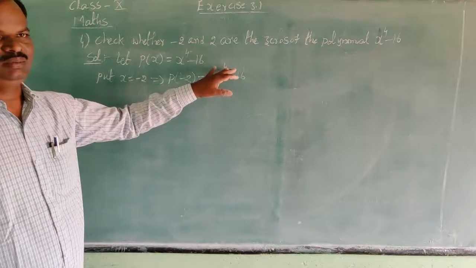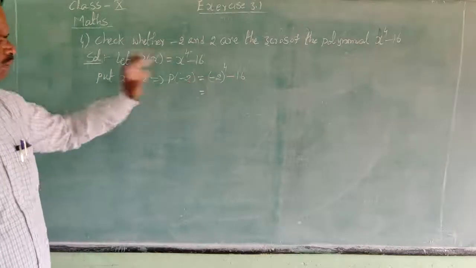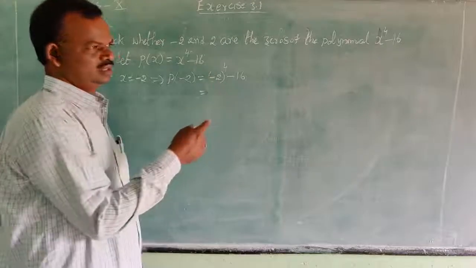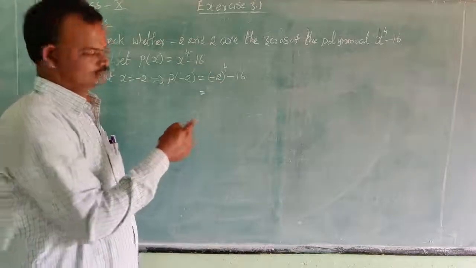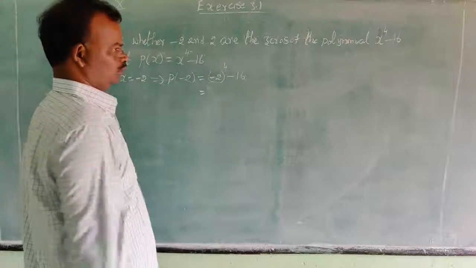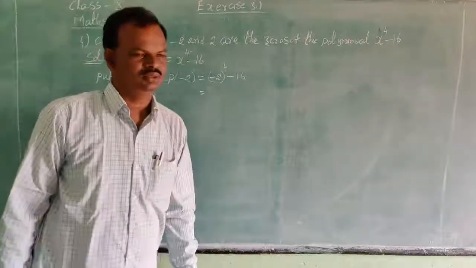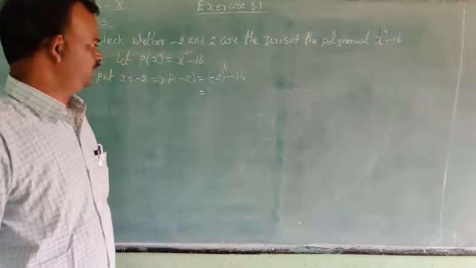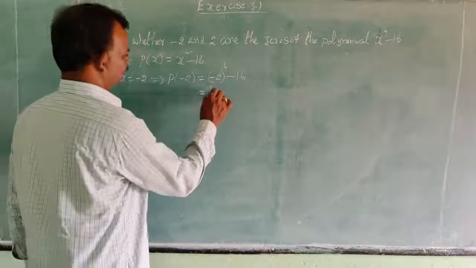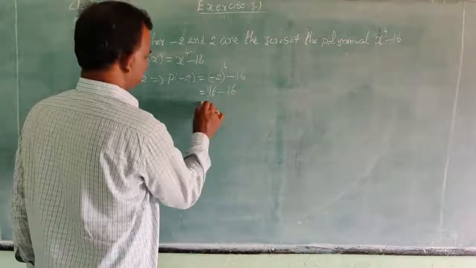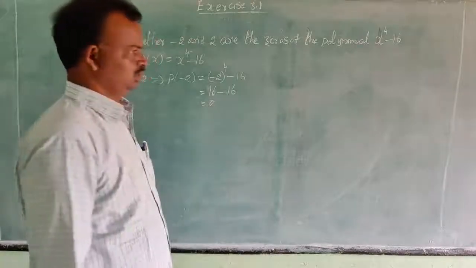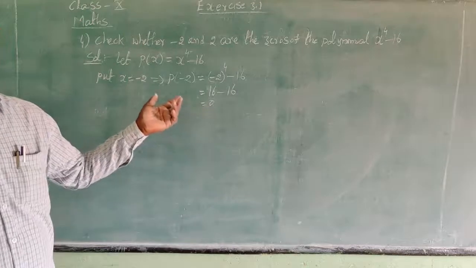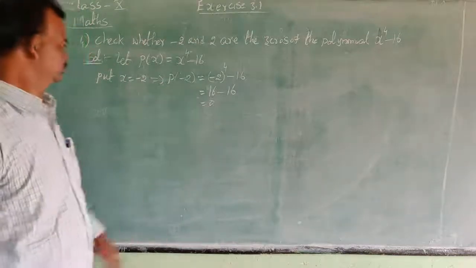4 is an even number, so it will give positive value. That means minus into minus plus, plus into minus minus, minus into minus plus. 2 power 4, that means 2 into 2 into 2, 4 times. 2 2s are 4, 4 2s are 8, 8 2s are 16. 16 minus 16, that is equal to 0. So we are getting the value 0. So it is a 0 of the polynomial.